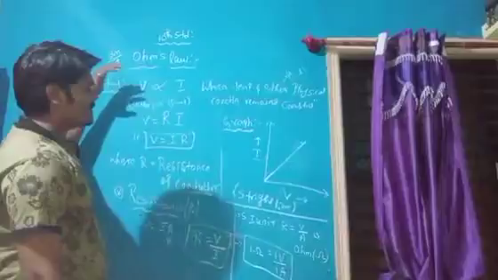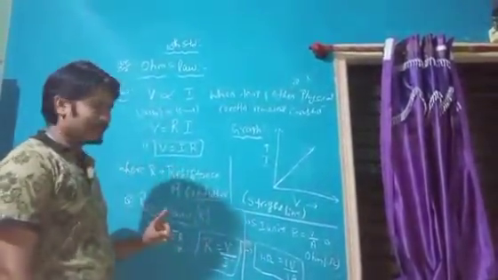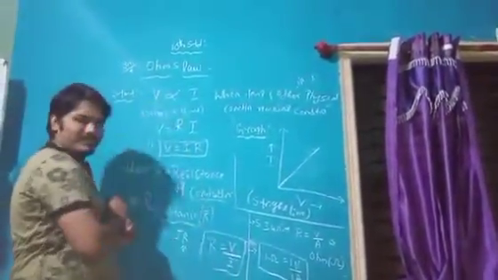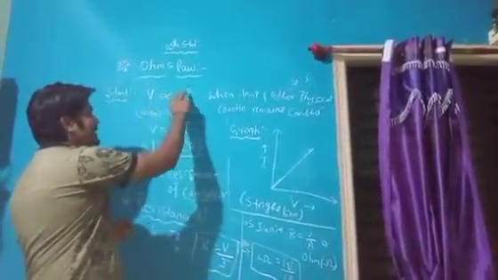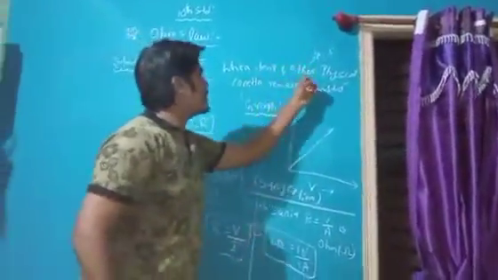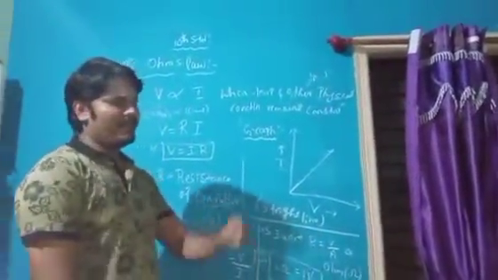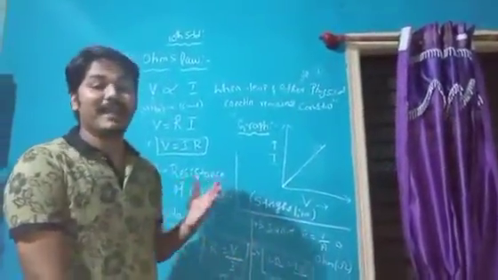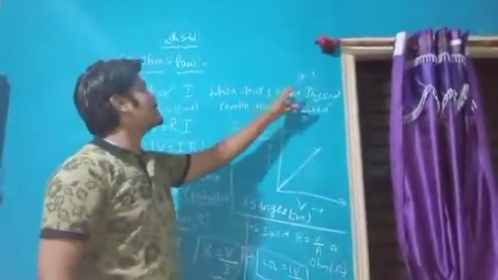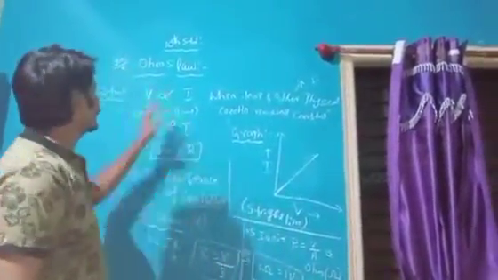This law is very important. The statement is "state and explain." Ohm's law is a repeated question, so just remember. According to this law, the potential difference or voltage is directly proportional to current when temperature and other physical conditions remain constant. If the potential difference is directly proportional to current, there should be a condition: temperature and other physical conditions should remain constant. This is the law called Ohm's law.